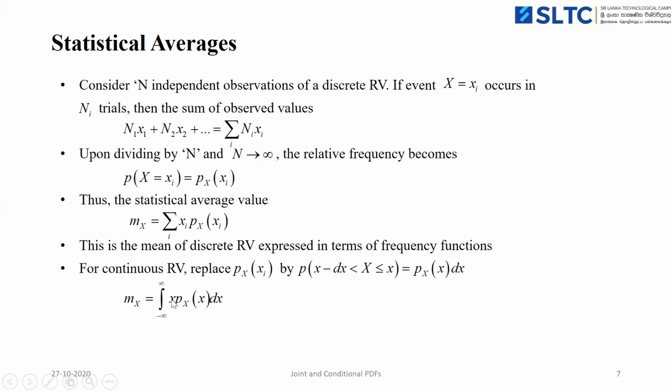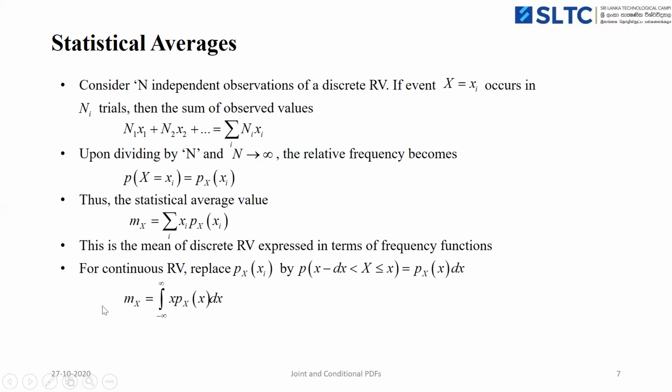Therefore, we can get another expression for the statistical average or mean of the random variable X: m_X equals the sum of xi p(xi). We sum over all the events of the random variable X. This expression gives the mean of a discrete random variable in terms of the frequency function. Here the frequency function is nothing but the PDF of the random variable X.